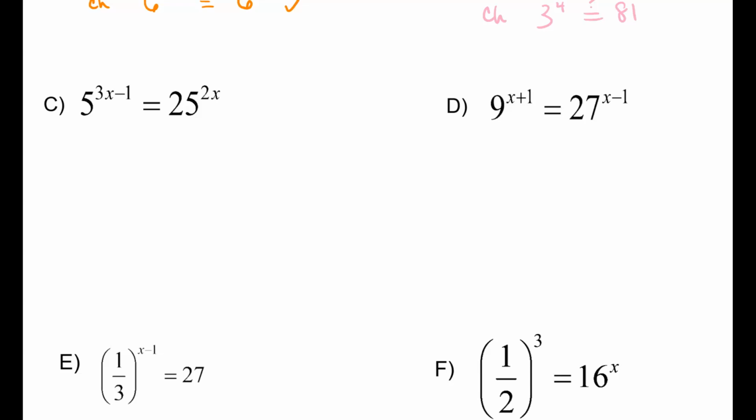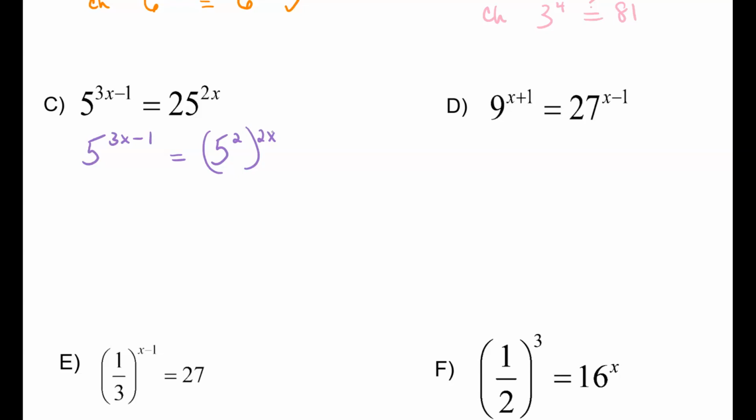All right, so again, the bases currently do not match. However, can that 25 be restated? Yes. That's 5 squared. My left side already has a base of 5, so it's not going to change. 5 to the 3x minus 1 equal to 25. I'm going to restate as 5 squared. But remember, all of that is still being raised to the 2x power.